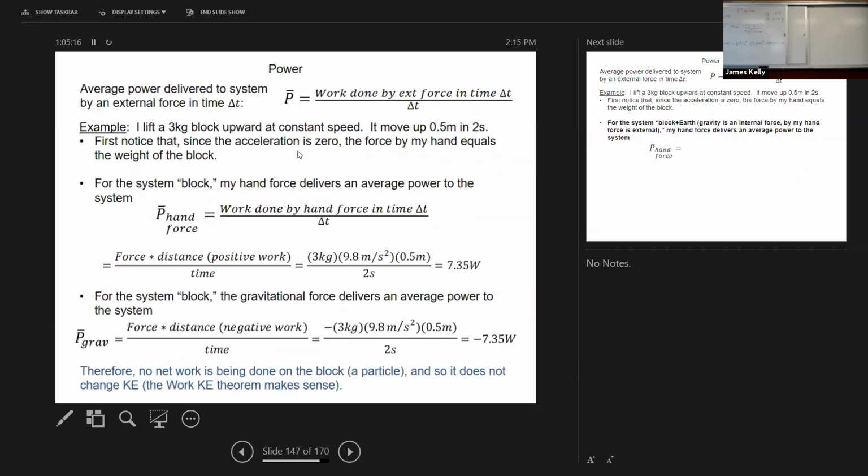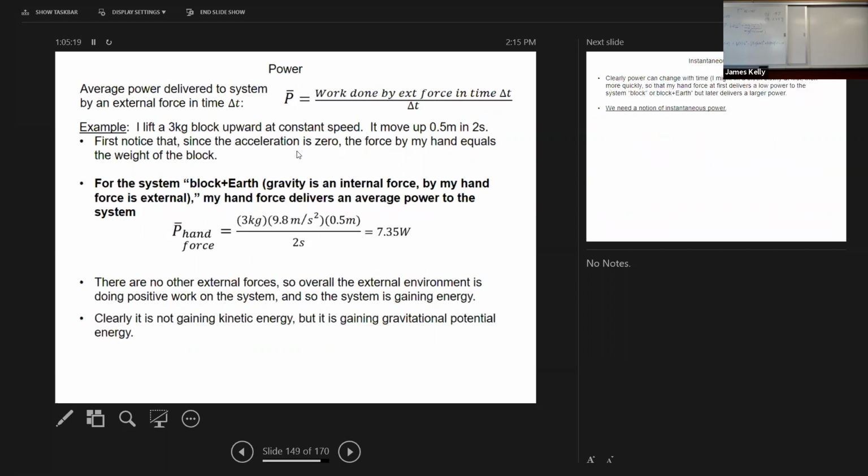Now, what I want to get to is the instantaneous power.